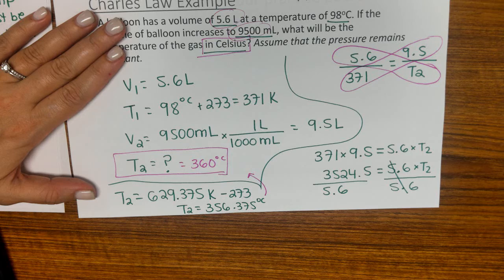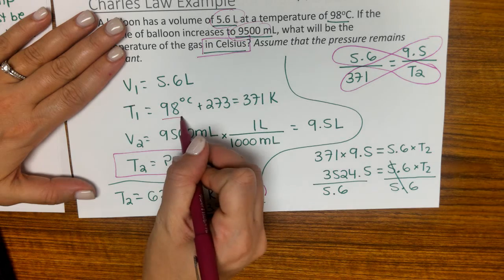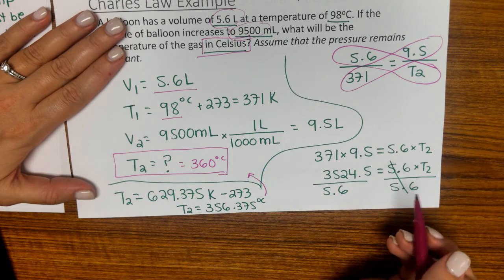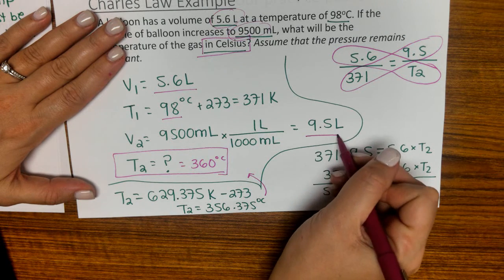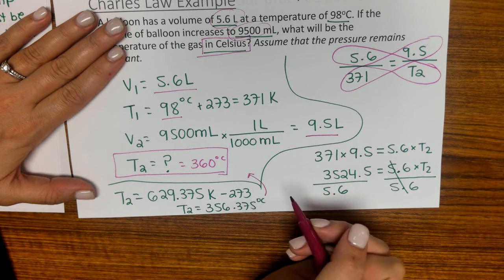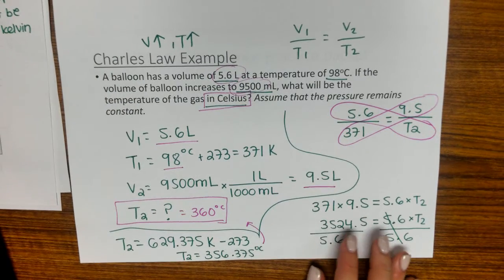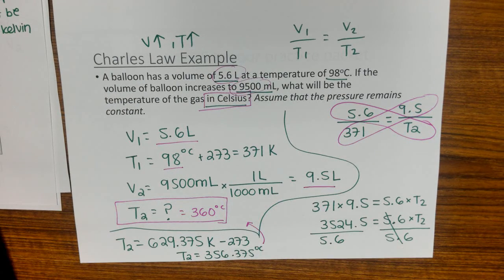And then do a check. Does that make sense? Original temperature, 98. Original volume, 5.6. New volume, 9.5. New temperature, 360. Yes, our volume increased and our temperature increased. So that would be correct.